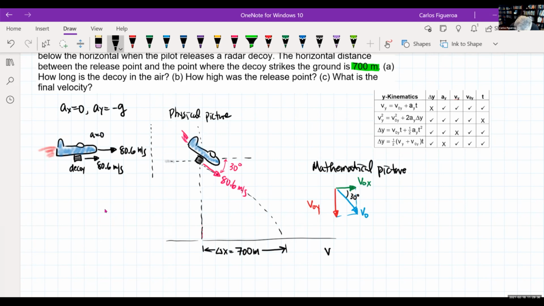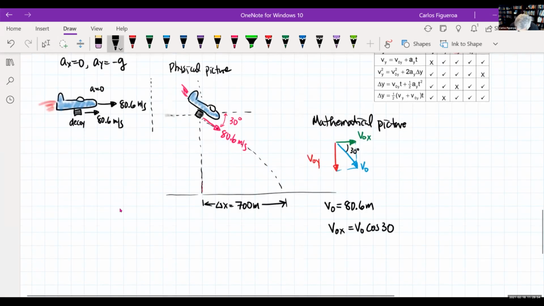So I know V initial is 80.6 meters per second. Then my V initial X is going to be V initial cosine of 30. And then my Y here is going to be V initial Y, which will be V initial sine of 30. Then I look at the quadrant. What's the quadrant? The quadrant is the fourth quadrant.